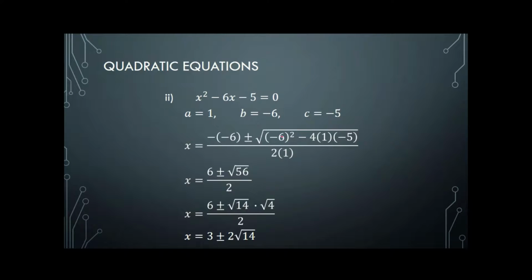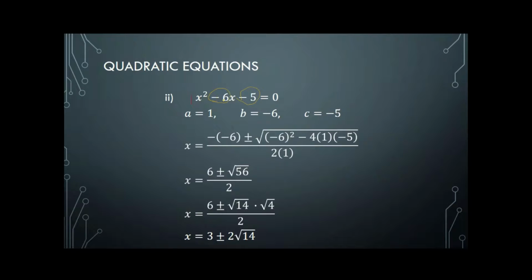Okay, let's consider the second example: x squared minus 6x minus 5 equals 0. From here we can see that a is 1, right? So this is 1. And this b is negative 6, right? And c is negative 5.